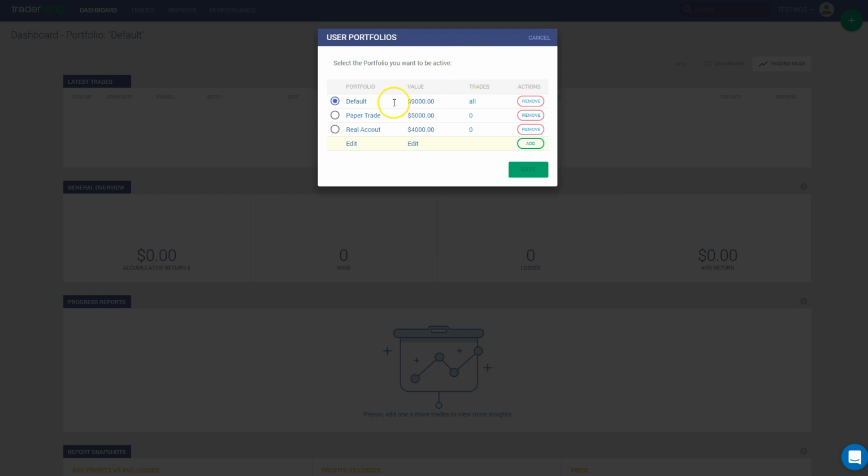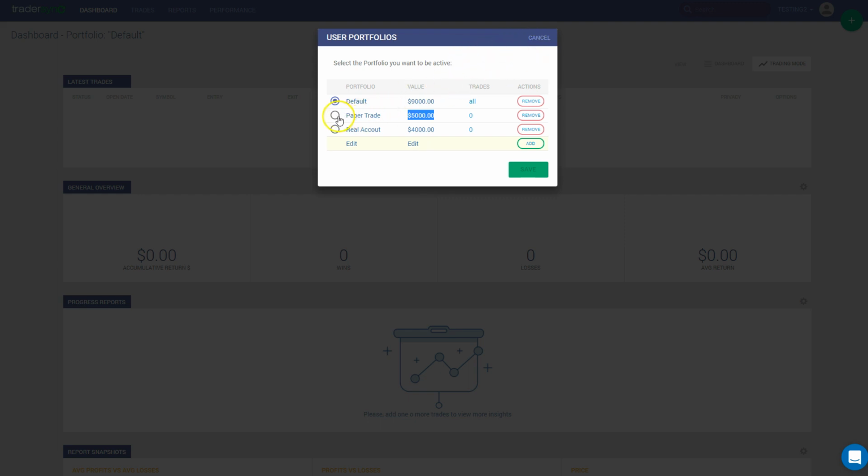As you can see, the default portfolio value is $9,000, which is the cumulative total when you add $4,000 plus $5,000. The default portfolio will add all your trades and the value of both of those so it can generate those reports for you.